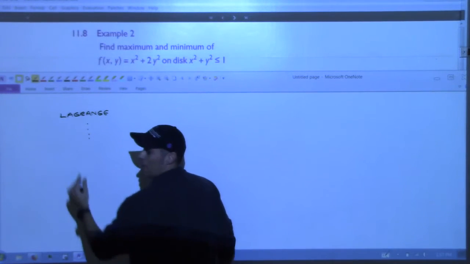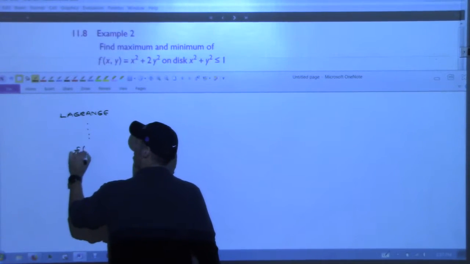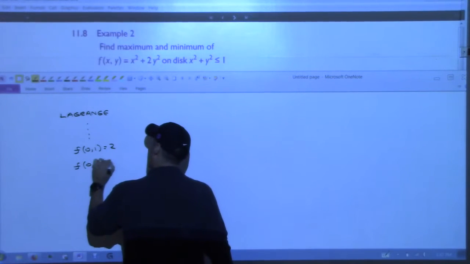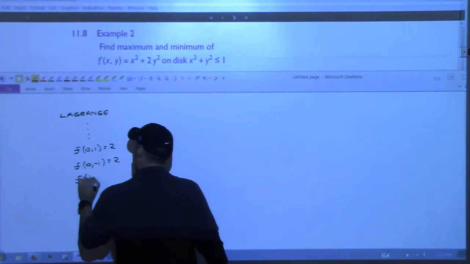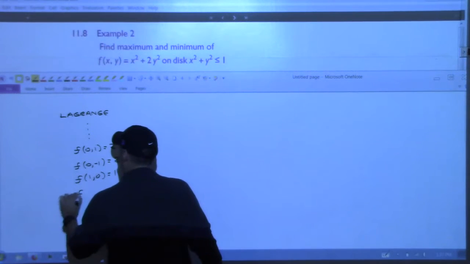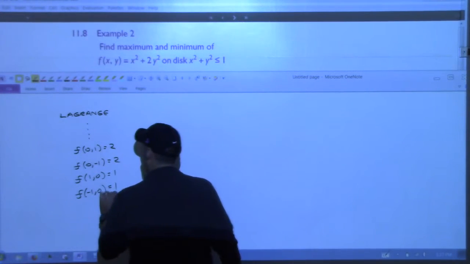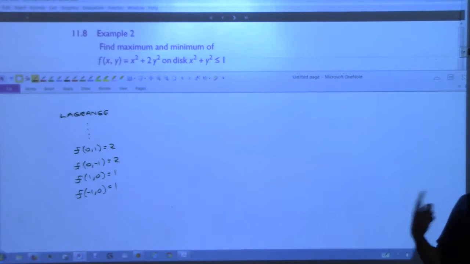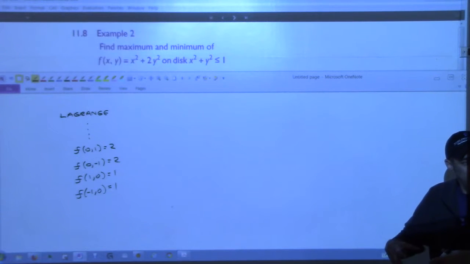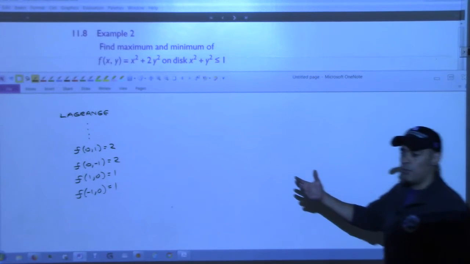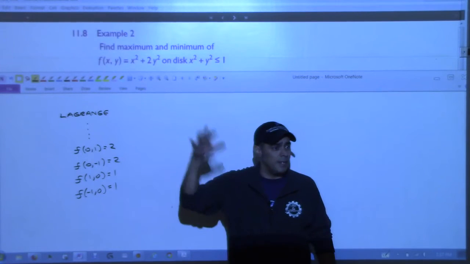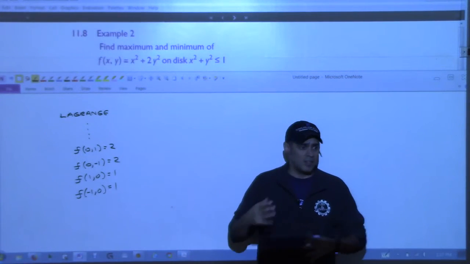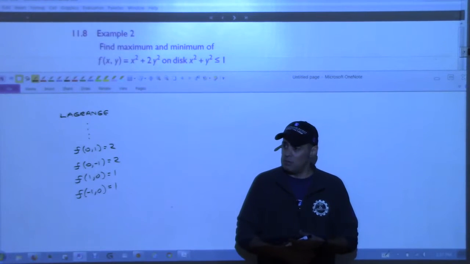Dot, dot, dot. We do all that. And we get our f of 0, 1 equals 2. f of 0, negative 1 equals 2. f of 1, 0 equals 1. f of negative 1, 0 equals 1. All that was us going around the boundary, right? Just around that outside. How do we take care of the inside? Well, just think back to what we started with when we started talking about max and mins. Couldn't we find hilltops and valleys by just setting the partials equal to 0?